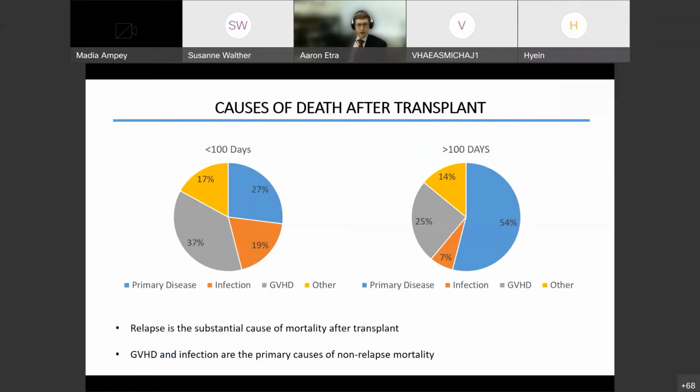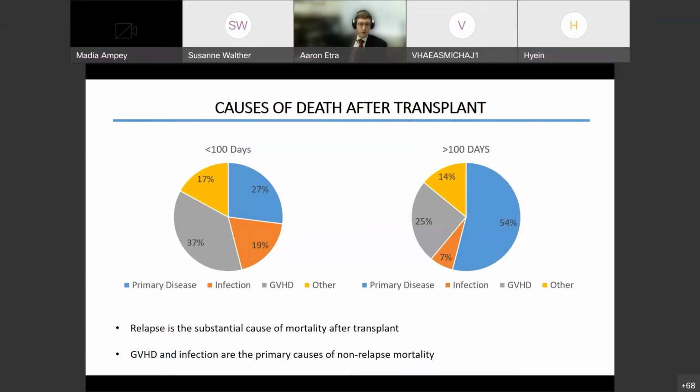After transplant, unfortunately, there's a pretty significant risk of mortality, not just morbidity. In the first 100 days, that risk is driven primarily by graft versus host disease. Close second would be infection. And I say close second, even though it's 37% versus 19%, because in many cases, treatment for graft versus host disease can actually predispose people to comorbid infections. So often people have both problems.